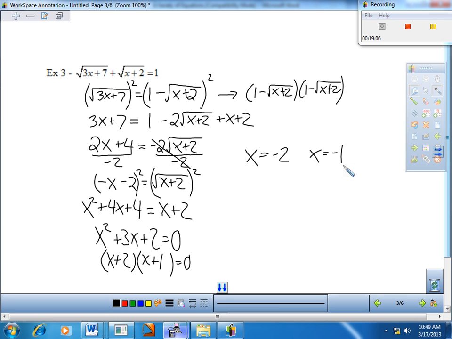All righty. I'm not going to do the whole thing through. I've got my answer on my paper. I'll ask you a quick pause, if you would, and check. See if you can pull it off. Put that -2 back in for x. See if it works. Put the -1 back in for x. See if it works.